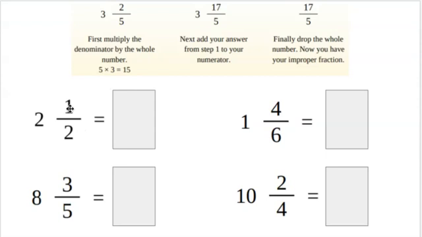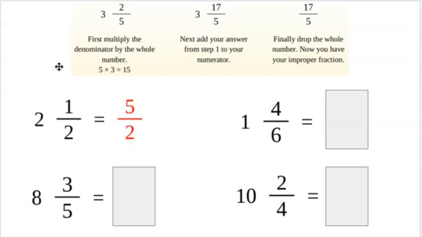And then I have to add it to that one additional half piece I have. So 2 times 2 is 4 plus 1 is 5. My denominator stays the same. So I get 5 halves.